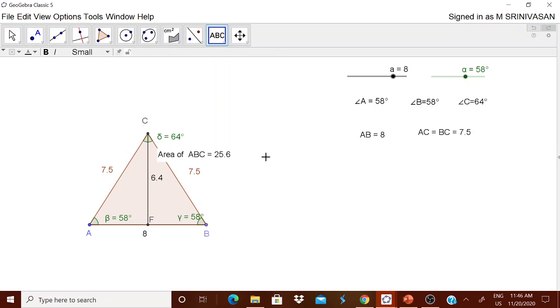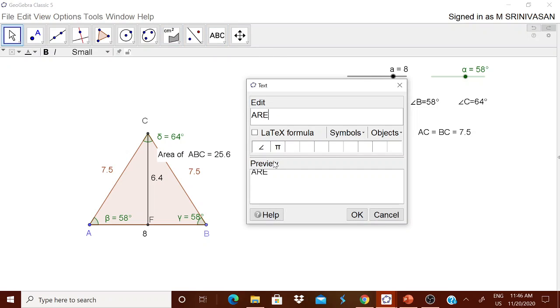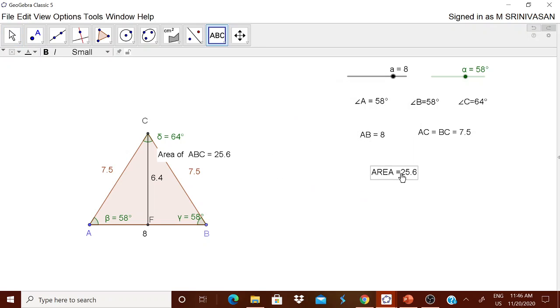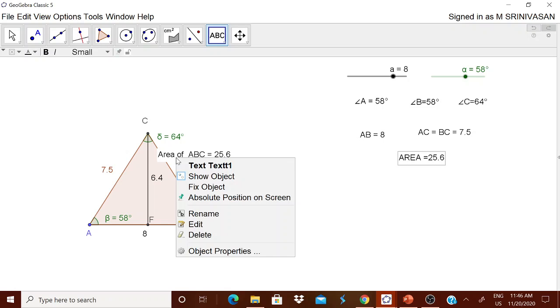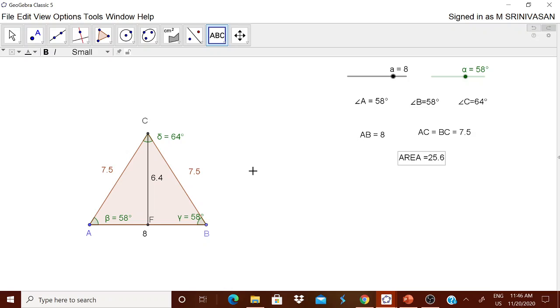For now you can display the area here also, as area is equal to, from this object, I think I have already discussed the area. It will be T1 because it is given as triangle 1, so area is equal to 25.6. Okay, now you can hide this or show the object also. But actually, what is the other idea? This altitude divides the triangle into two congruent triangles.